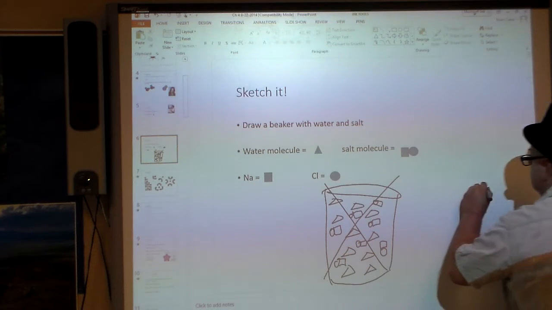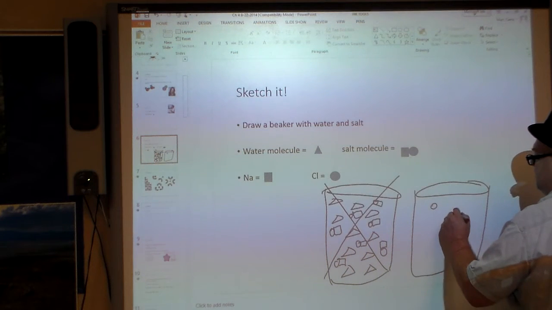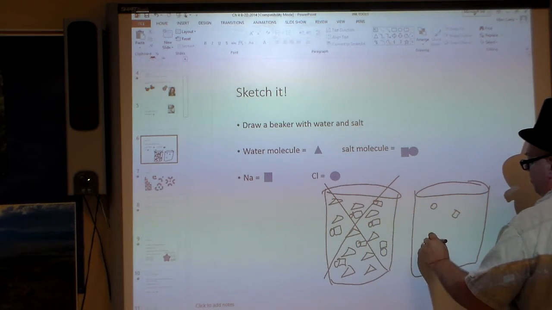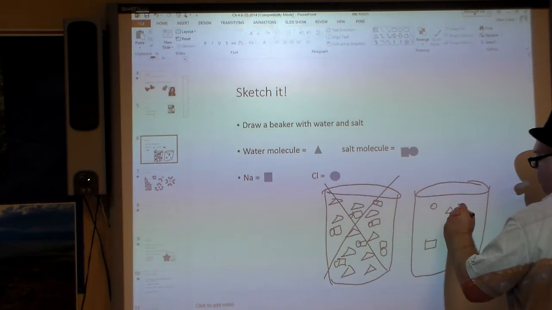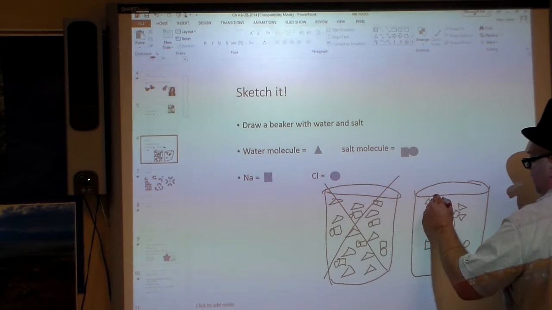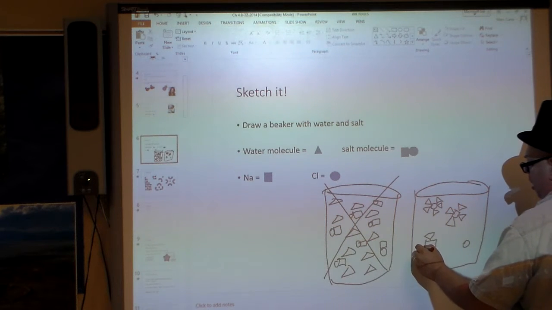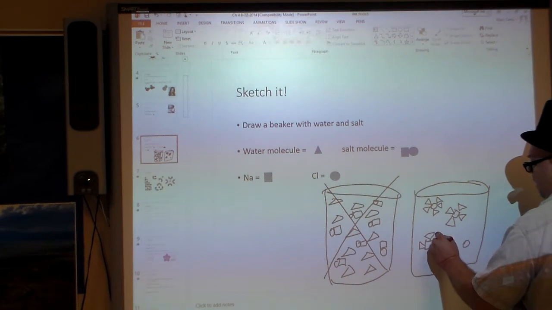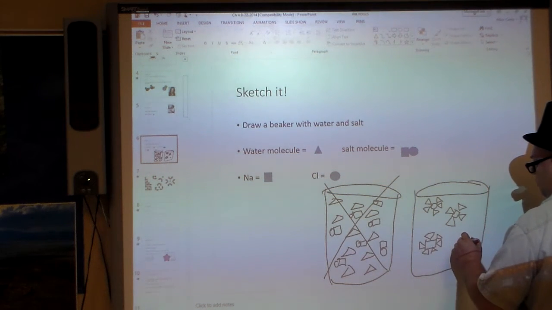Okay? So what's happening? What happens with the salt in the water? Well, what happens is the salt gets broken up, because the water does the job. The water does the job breaking it up. And if you notice, are you noticing something about the water? Notice how the water is surrounding the salt, the sodium, the chlorine. Notice how it is surrounding this.